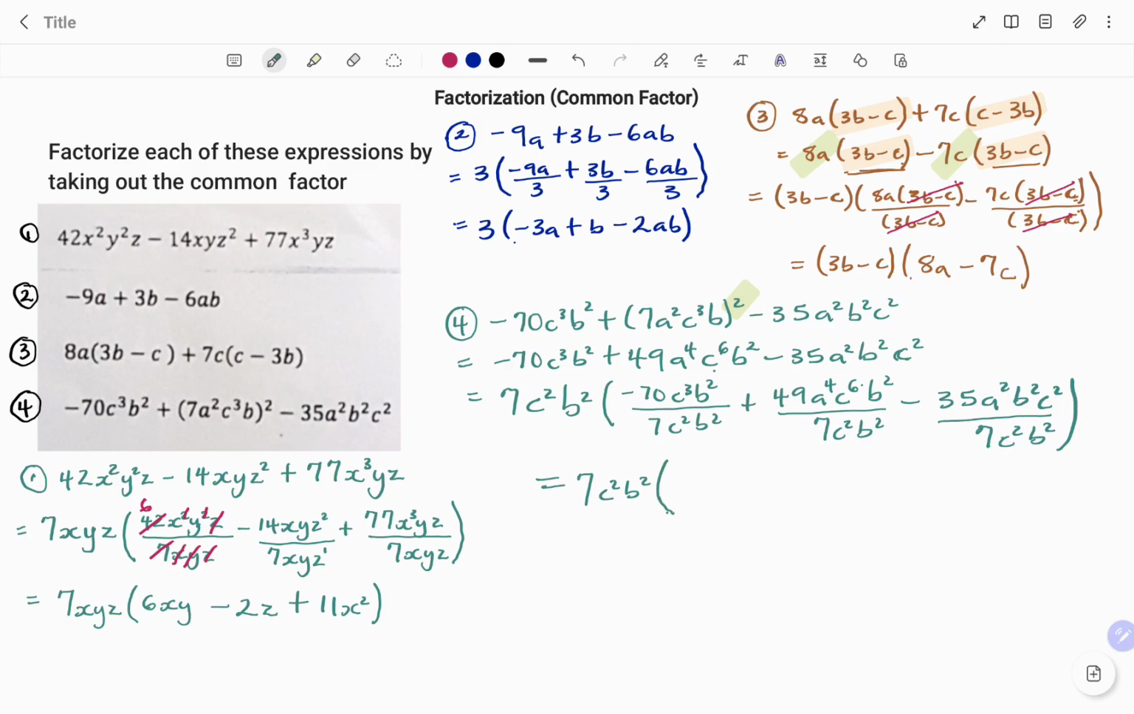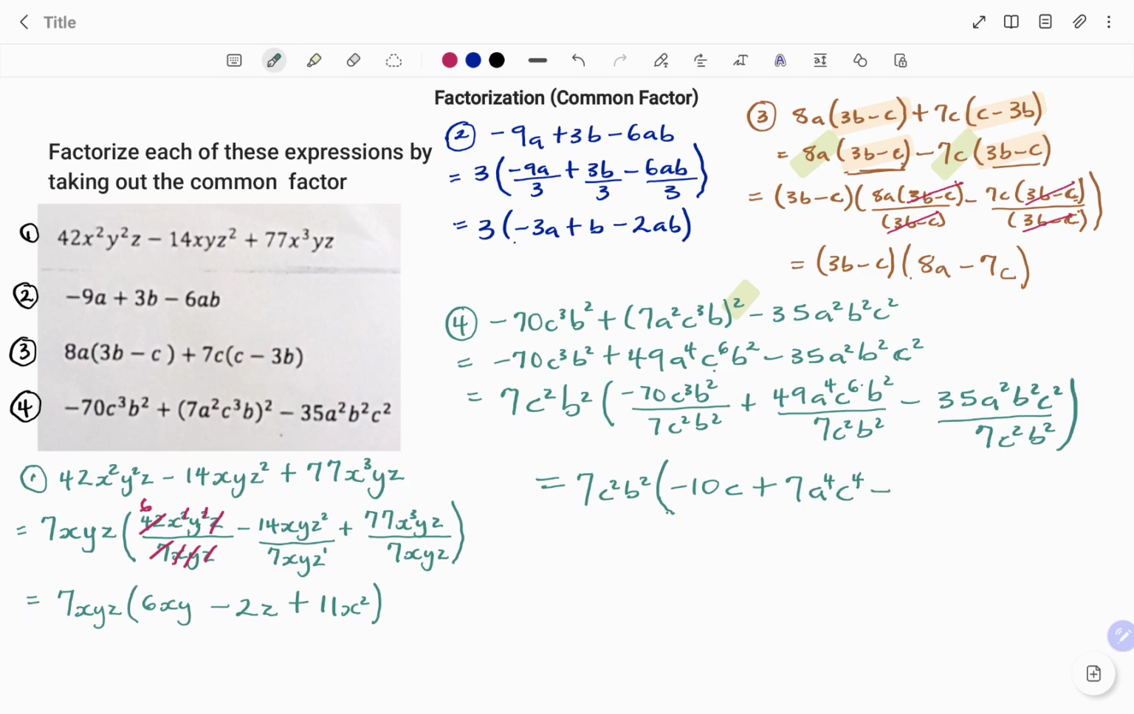For the first term, -70 divided by 7, that's -10. c^3 divided by c^2, 3 minus 2, that's 1, so I'm left with c to the power of 1. Then b^2 divided by b^2, that's 1. Then I move to the next term, 49 divided by 7, I have 7. I don't have a as a variable at the bottom, so my a^4 remains a^4. Then c^6 divided by c^2, 6 minus 2, that gives us c^4. Then b^2 divided by b^2, that's 1.